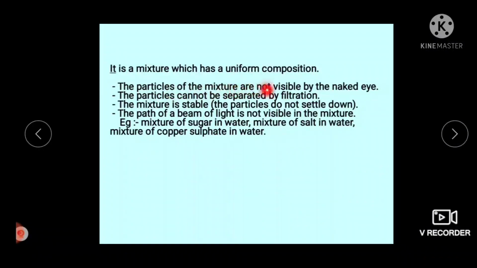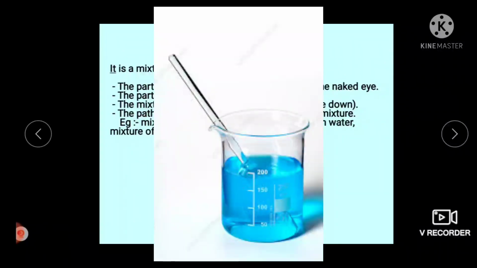Another property is that the mixture is stable. The particles do not settle down. And the path of a beam of light is not visible in the mixture. Other examples of homogeneous mixtures are salt in water and copper sulfate in water.